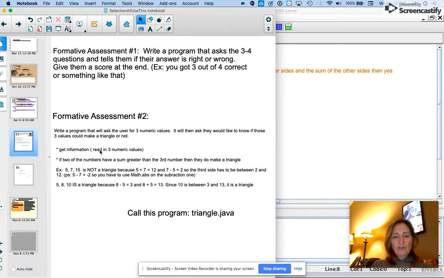Get the information, so get the 3 numbers from the user. And then, it doesn't matter which 2 you pick, but I'll just use the first 2 numbers. When you add them together, that's the highest that the third number can be. And when you subtract them from each other, that's the lowest that the third number can be. Maybe work it out a few times on paper first, but that's the algorithm.